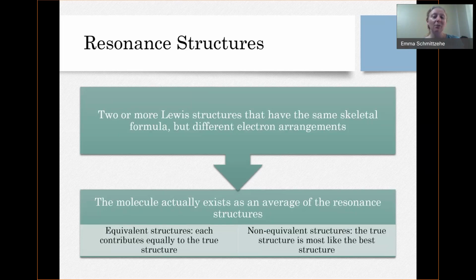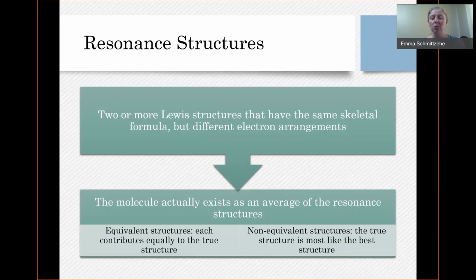Whereas if you have non-equivalent structures, then the true one is going to be like the best. Sometimes you can draw multiple Lewis structures and one of them is just much more stable than the others. Then that's the reality of what the compound really exists as. So the resonance structures are just different ways to represent the same molecule.